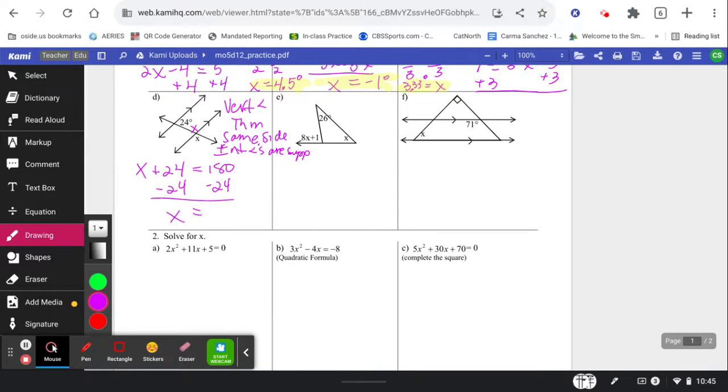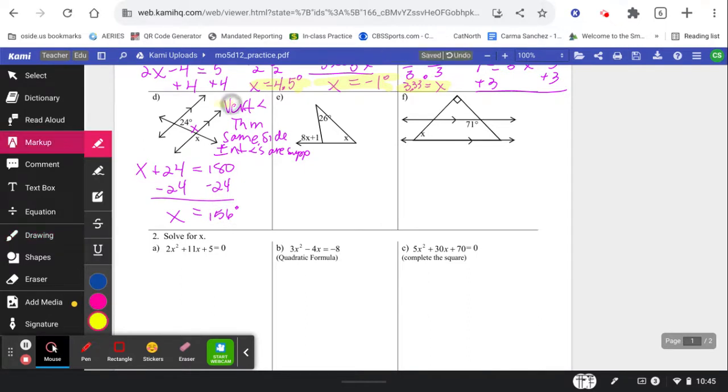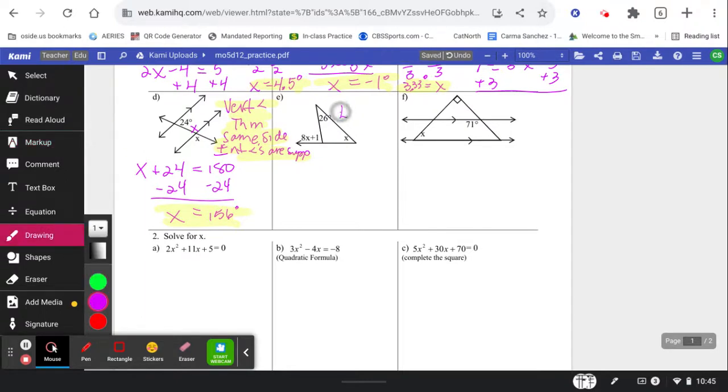Grabbing a calculator, 180 minus 24 is 156 degrees. So we've got our reasoning up here, our angle relationships, and the answer. Next one, do you know that relationship? You got it. It's exterior angle theorem.